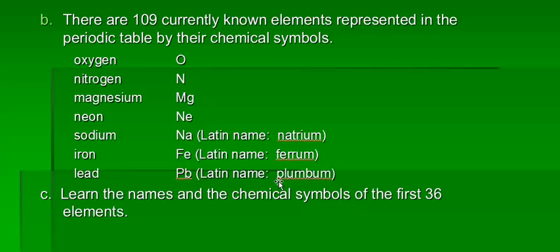There are more than 100 currently known elements, and they're represented by their chemical symbols on the periodic table. When you look at the chemical symbols, if there is just one letter, it's always capitalized. That's just by convention. If there's a second letter, like with magnesium, it's lowercase, and again, that's just by convention. Some of these come from the Latin names, like sodium's symbol, Na, comes from its Latin name, natrium. I don't expect you to know the Latin names, but you'll notice that some of them are weird, like sodium, iron, lead. They have different symbols because they come from their Latin origin.